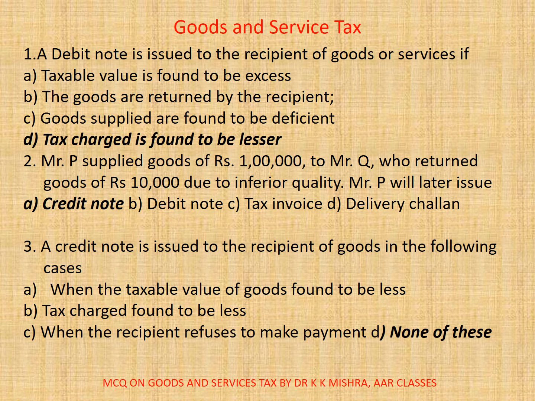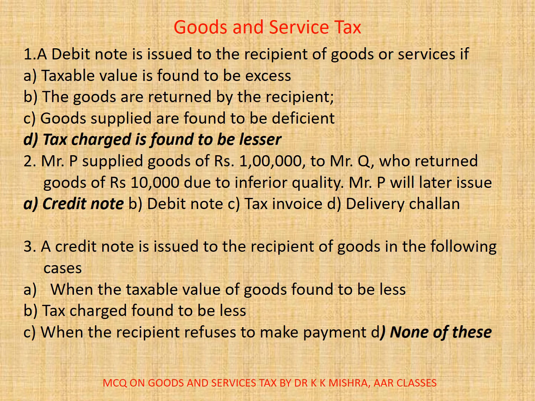Question number 2. Mr. P supplied goods of rupees 1 lakh to Mr. Q, who returned goods of rupees 10,000 due to inferior quality. Mr. P will later issue, options are: A. Credit note, B. Debit note, C. Tax invoice, D. Delivery challan. The correct option is A. Credit note.